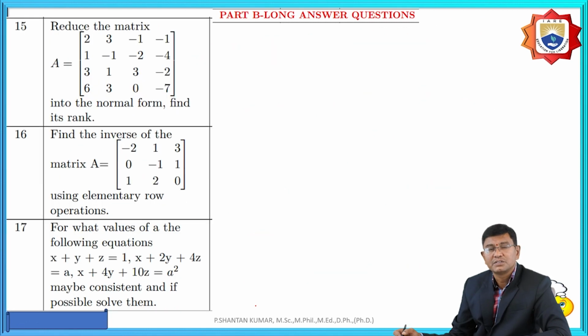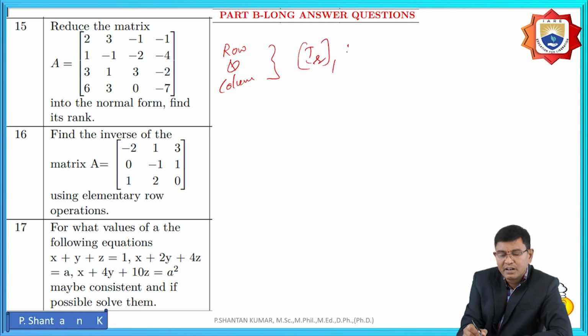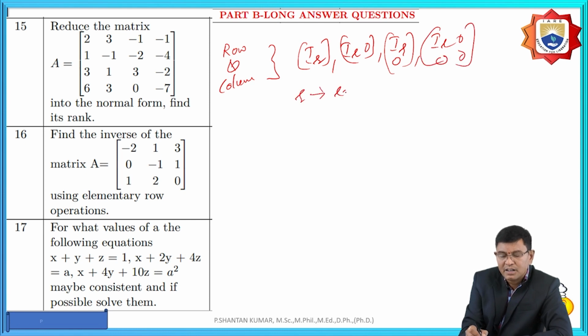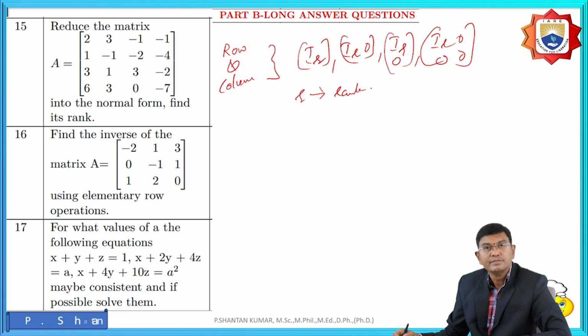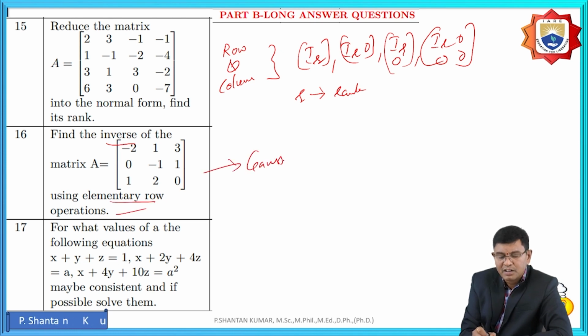We find the solutions. Next, to reduce the matrix into normal form, we again use row and column operations. By using the row and column operations, we need to reduce it to the form IR; IR 0; and again IR 0 and also IR 0 0 0. Here also R is the rank of the matrix. These are the methods already covered. Find the inverse of the matrix by using elementary operations, which is nothing but the Gauss-Jordan method.